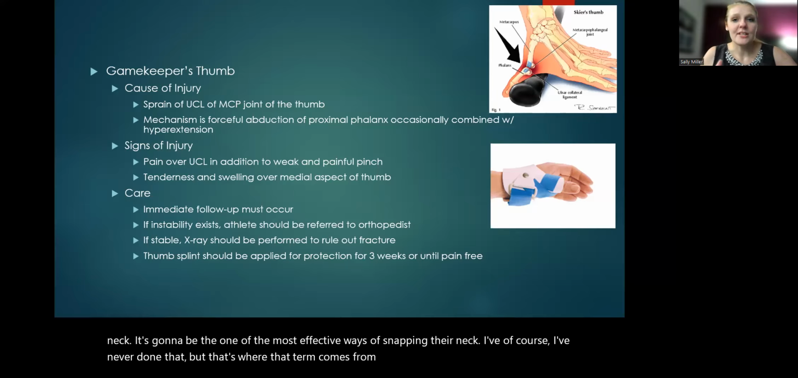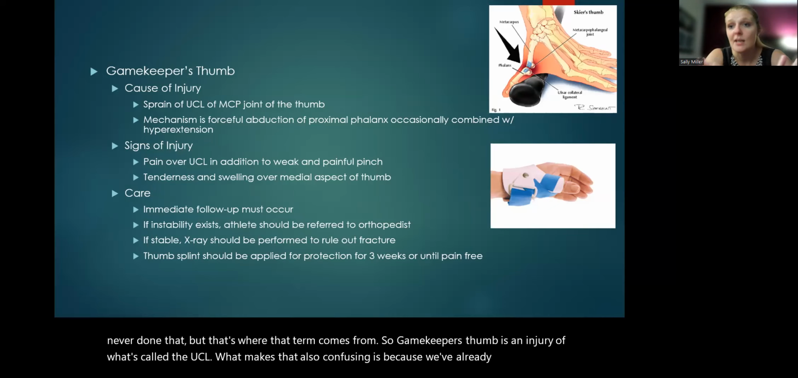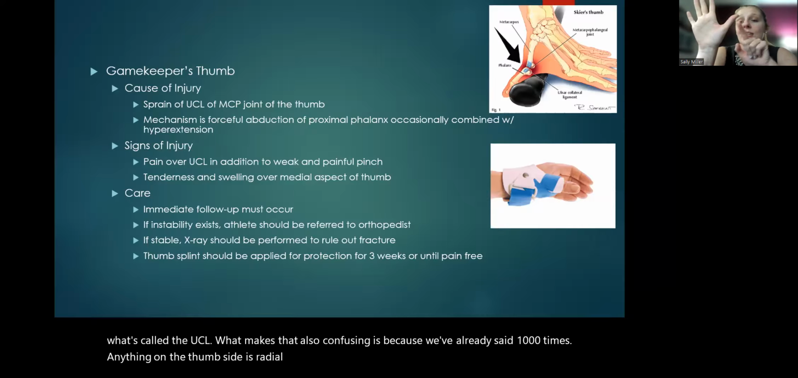So gamekeeper's thumb is an injury of what's called the UCL. What makes that also confusing is because we've already said 1,000 times, anything on the thumb side is radial. Well, there's an even more radial side of the thumb. So this would be the radial side.